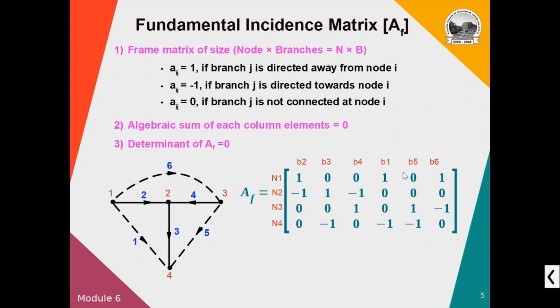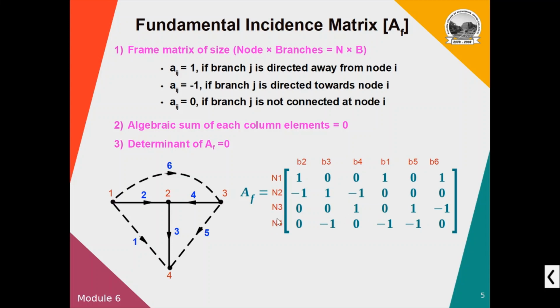Okay, and similarly n3, the branches 4, 5 and 6. Only 6 is approaching that particular node 3, that's why we are having minus 1, and the branches 4 and 5 are moving away from the node, that's why we are mentioning plus 1, whereas the other branches, since they are not associated with 3, we are mentioning as 0. Similarly we can write for n4.